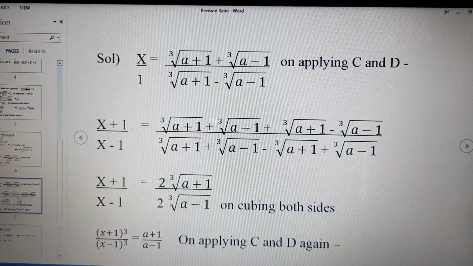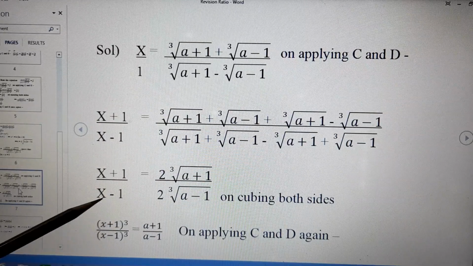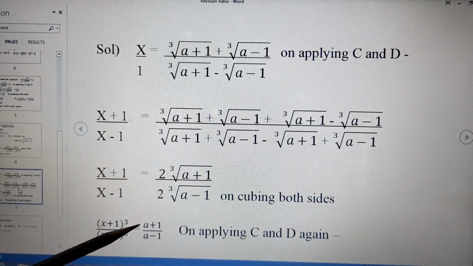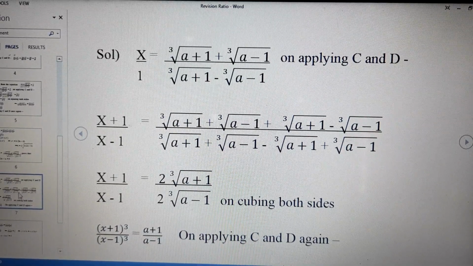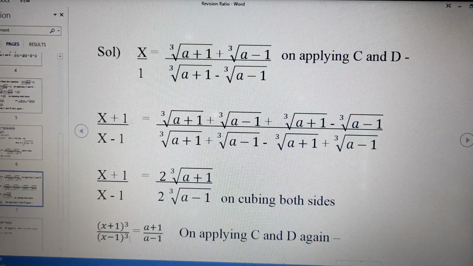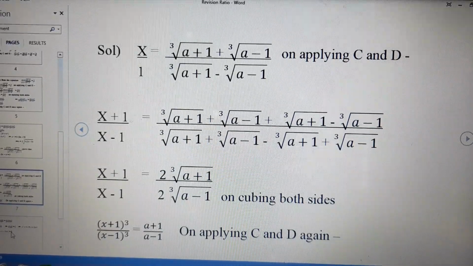So if we write on cubing both the sides, then we will get x plus 1 whole cube divided by x minus 1 whole cube. And this root sign will be removed from here. A plus 1 divided by a minus 1. And now once again we will apply componendo and dividendo.